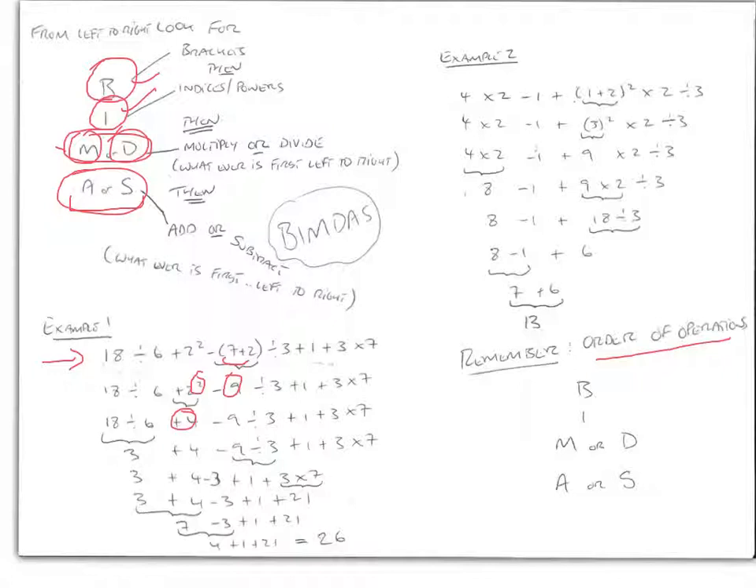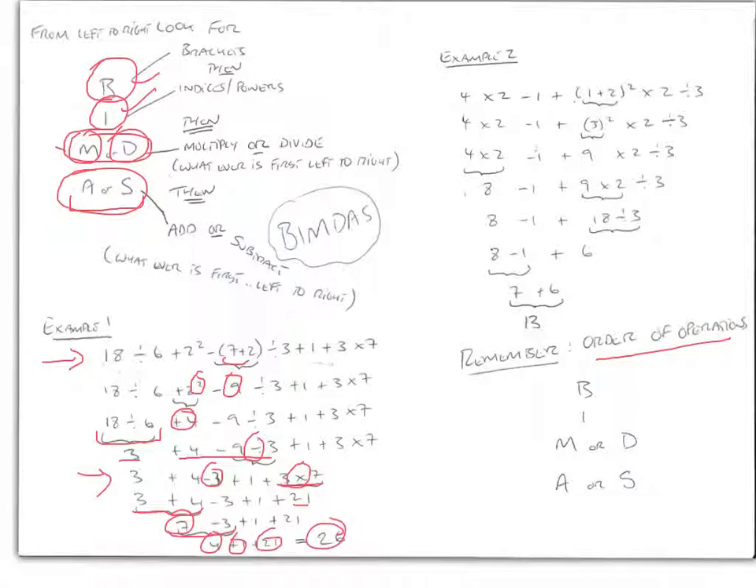Then we look from left to right, and there are no more brackets, no more indices. Let's look for division and multiplication signs. There's one here. 18 divided by 6 is 3. Let's go along again, and we see there's a division sign, so 9 divided by 3 is 3. Then we go along this new line, and we have a multiplication sign, so this is 21. Now we look for any additions or subtractions, and the first one we see is an addition, so 3 plus 4 is 7. Then we have 7 minus 3 is 4, plus 1 is 5, plus 21 is 26.